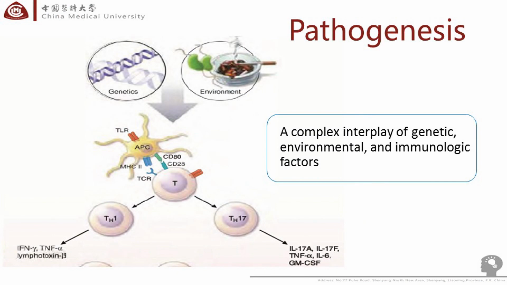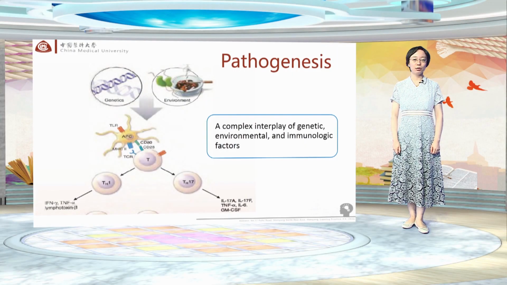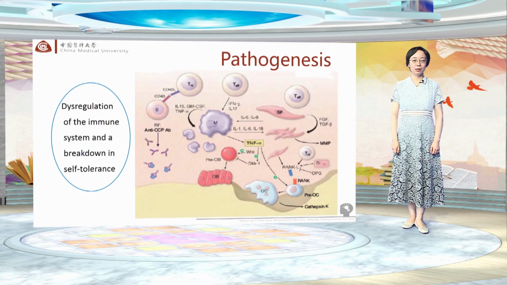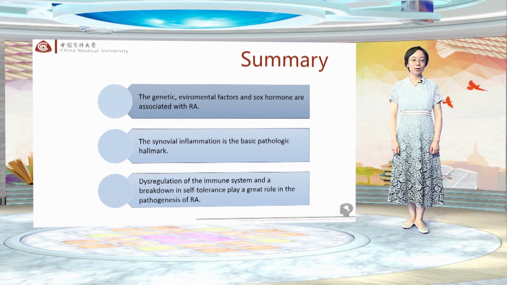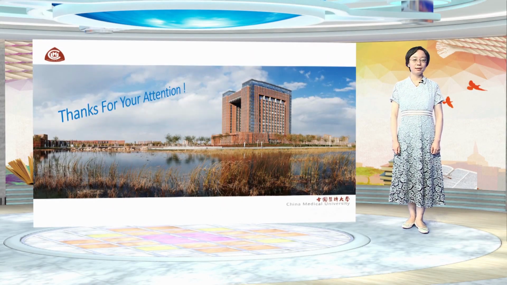Let's see the pathogenesis. The pathogenesis for RA is a complex interplay of genetic, environmental, and immunological factors. Dysregulation of the immune system and a breakdown in self-tolerance occur in patients with RA. In summary, the genetic, environmental factors and sex hormone are associated with RA. The synovial inflammation is the basic pathologic hallmark. Dysregulation of the immune system and a breakdown in self-tolerance play a great role in the pathogenesis of RA. That's for today. Thanks for your attention.